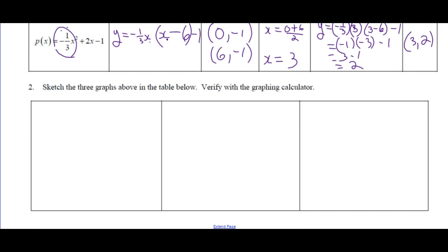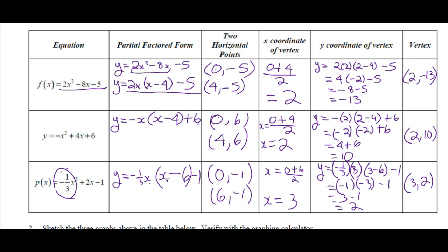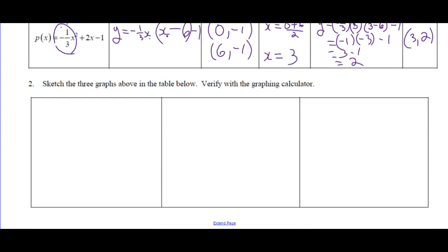Sketch the 3 graphs above in the table. Verify with the graphing calculator. All right, so what do we know? It opens up and it's a bit narrower than normal x squared because of the 2. There are 2 horizontal points we know. It's (0, -5) and (4, -5), and it has vertex at (2, -13). Okay, so let's go down to (2, -13). There's 0, -5, and 4.